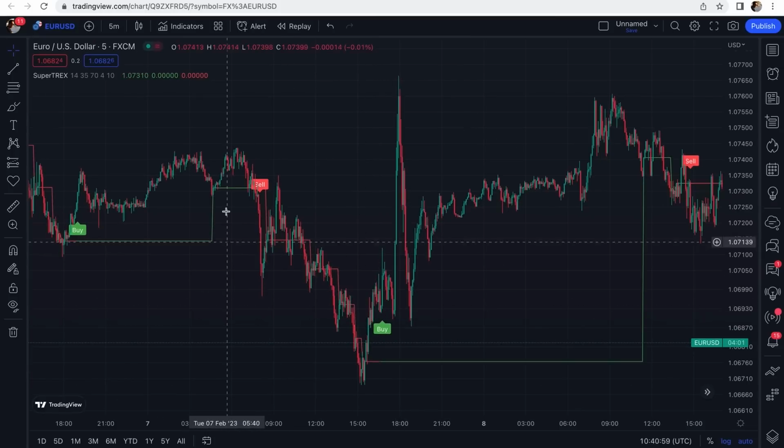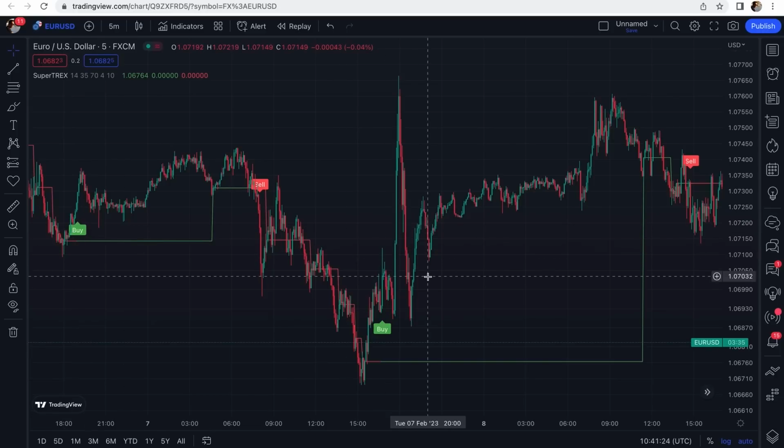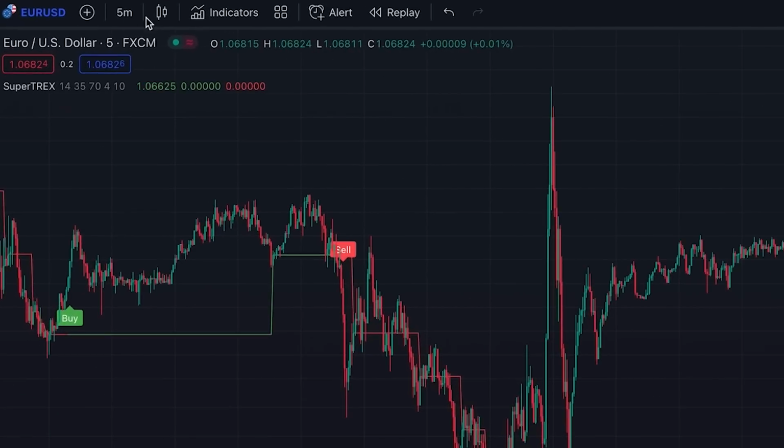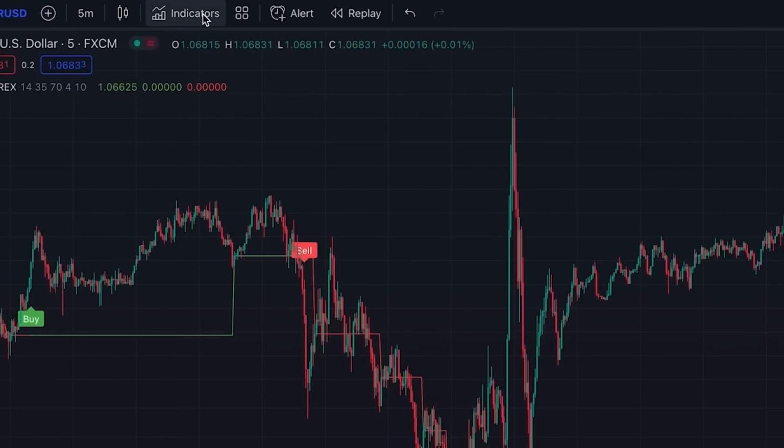As you can see, we have some good signals and also bad signals. We need to filter them so that we can increase our win rate as much as possible and make more profitable trades. The strategy that I'm going to teach you is a 5-minute scalping strategy. So here we set the chart time frame on 5 minutes. In this strategy, we have another two indicators.